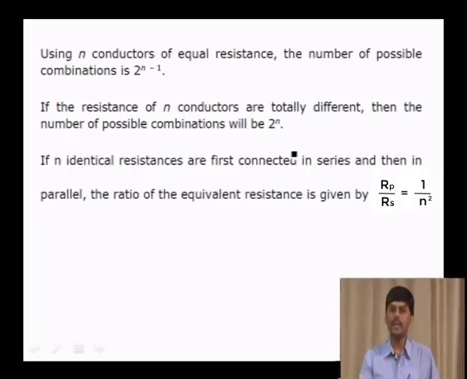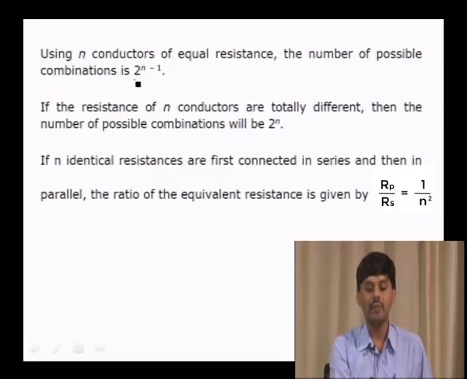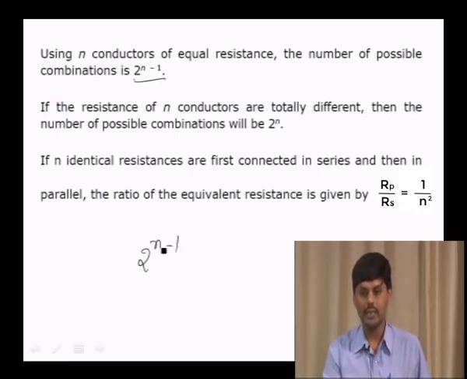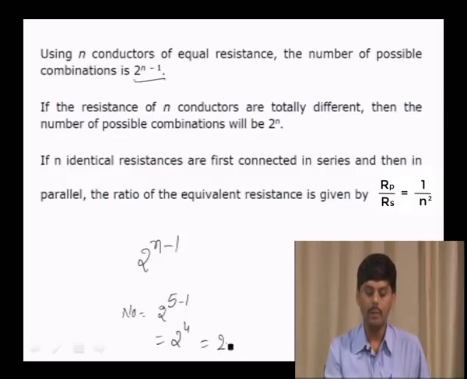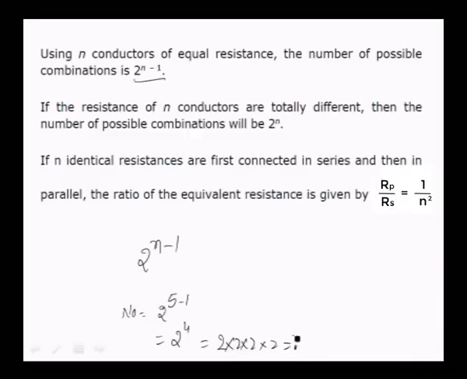Suppose using n conductors of equal resistance, the number of possible combinations is given by 2 power n minus 1, where n is the number of resistors. Say for example, they were given 5 resistors of equal values. How many combinations in series and parallel can you form? The number of combinations is equal to 2 power 5 minus 1, which is 2 power 4, that is 2 into 2 into 2 into 2, which is 16. 16 combinations we can obtain.